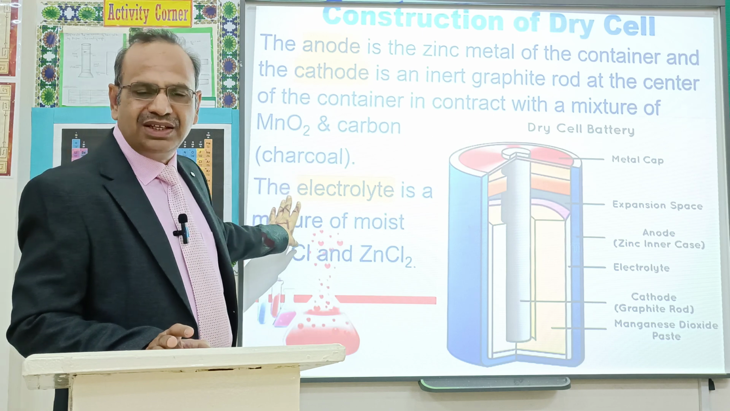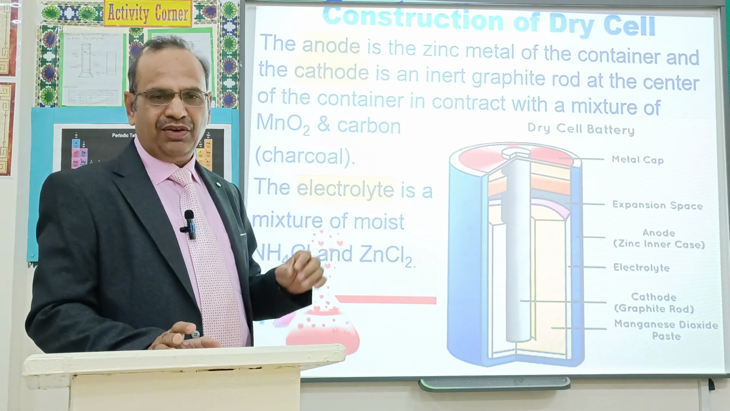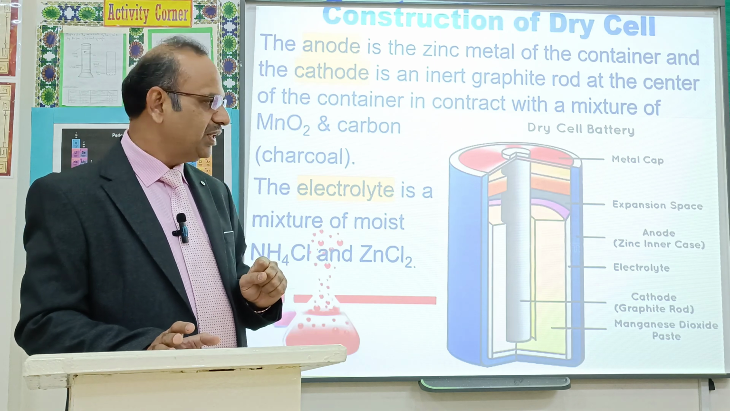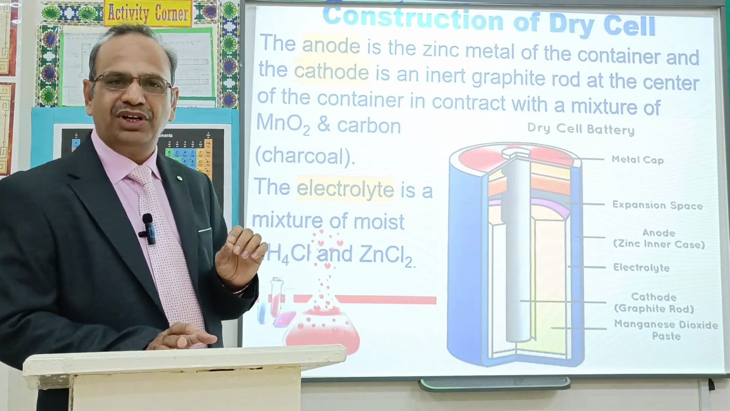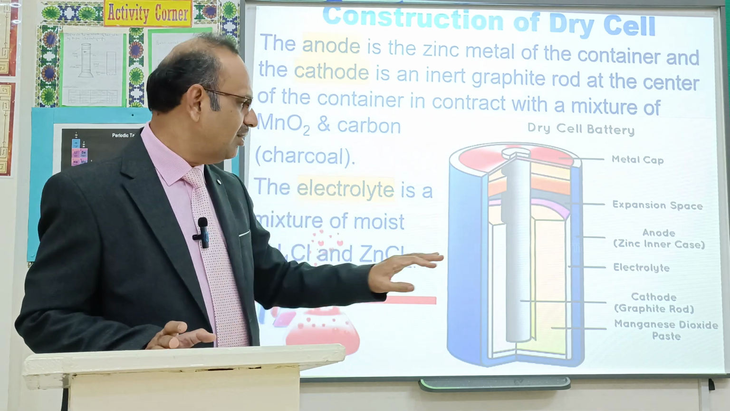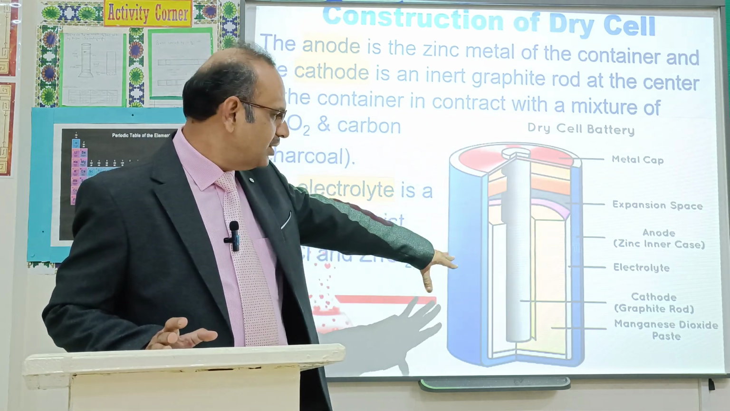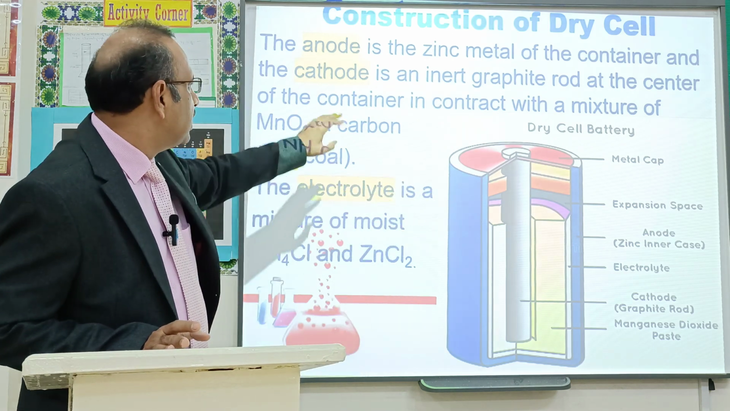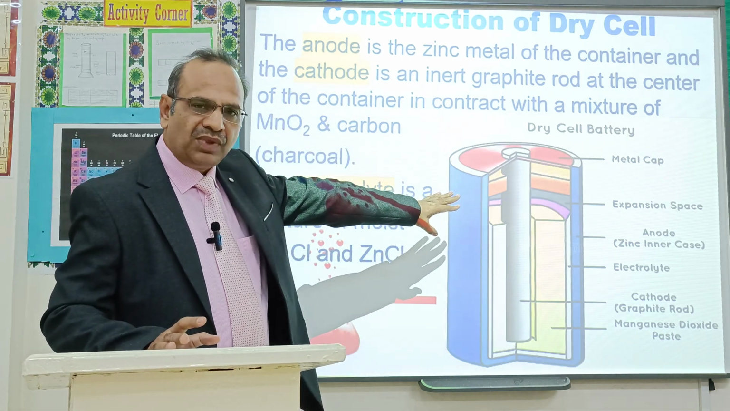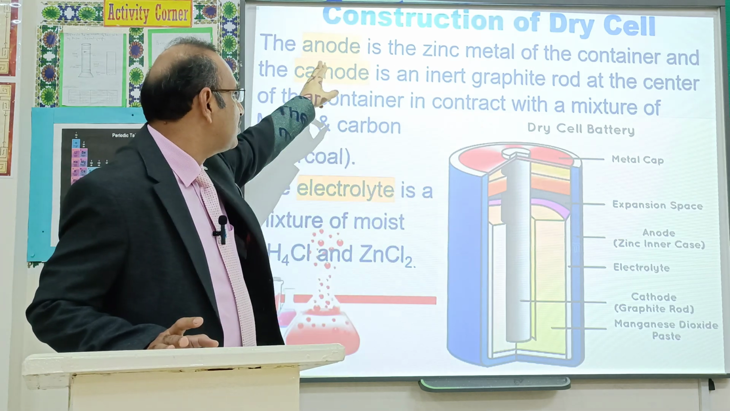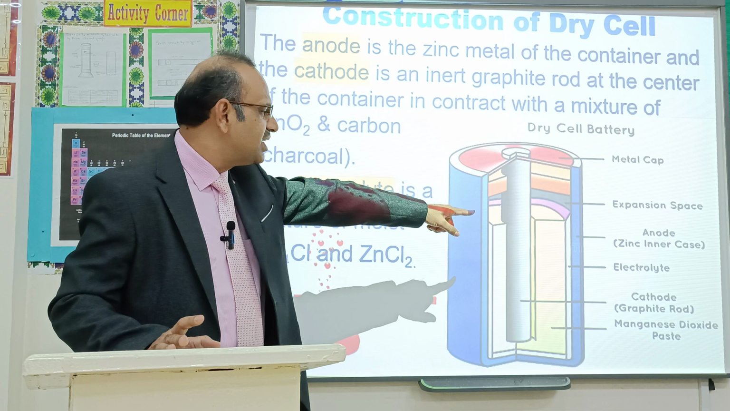The next is the dry cell. First of all, you will write the construction of a dry cell. Whenever there is a question relating to the construction of a dry cell, you must draw and label a diagram. So I draw and show you the diagram here. You can see. In this dry cell construction, you must mention three things, like which one is the anode. Here the zinc is the anode.